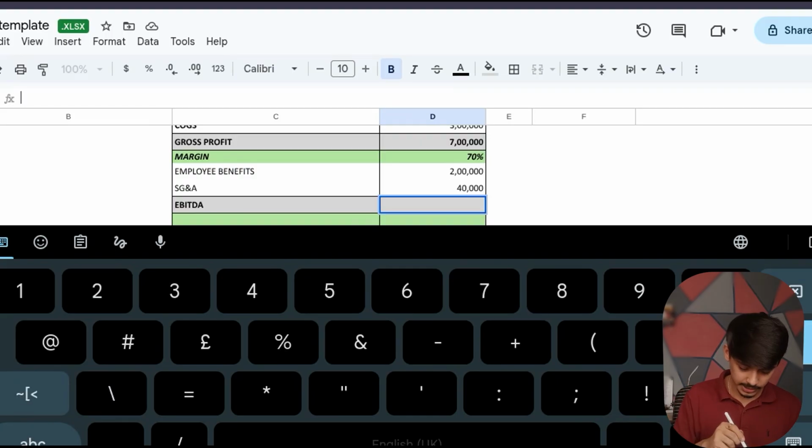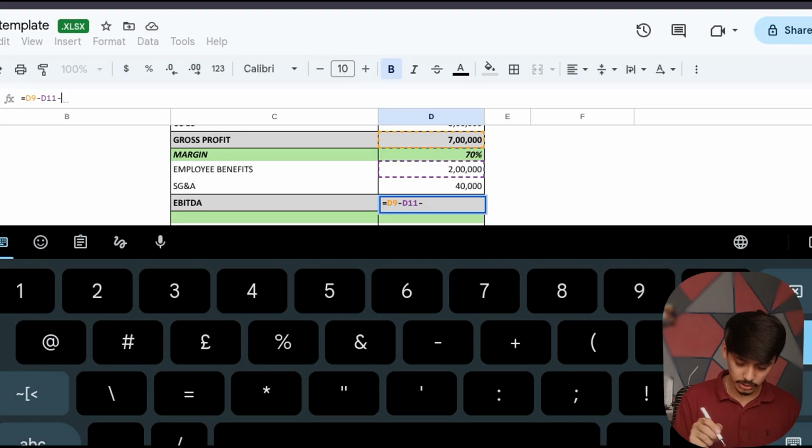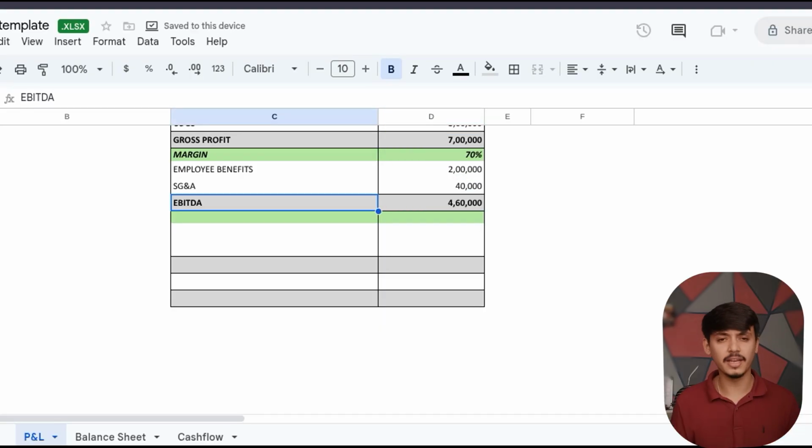So based on our P&L statement, this will be equal to gross profit, that is 7 lakh, minus 2 lakh, and minus the 40,000 incurred towards SG&A. So here we have the final amount of 4,60,000 as our EBITDA.